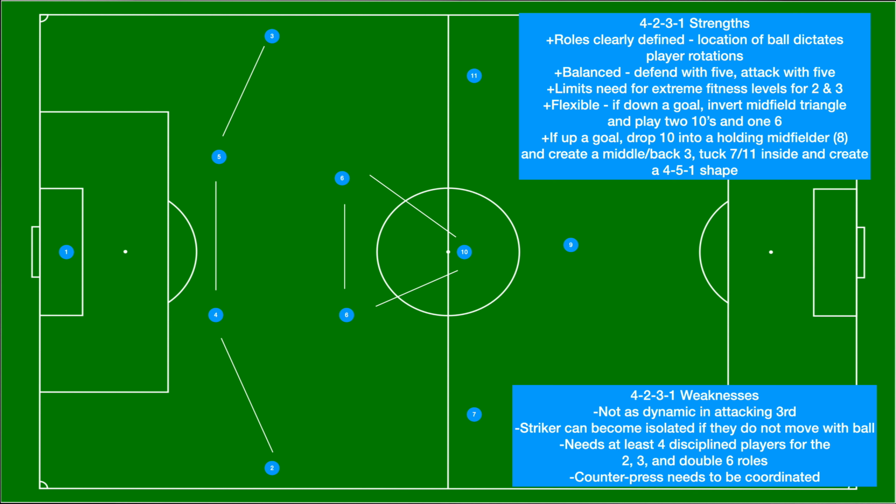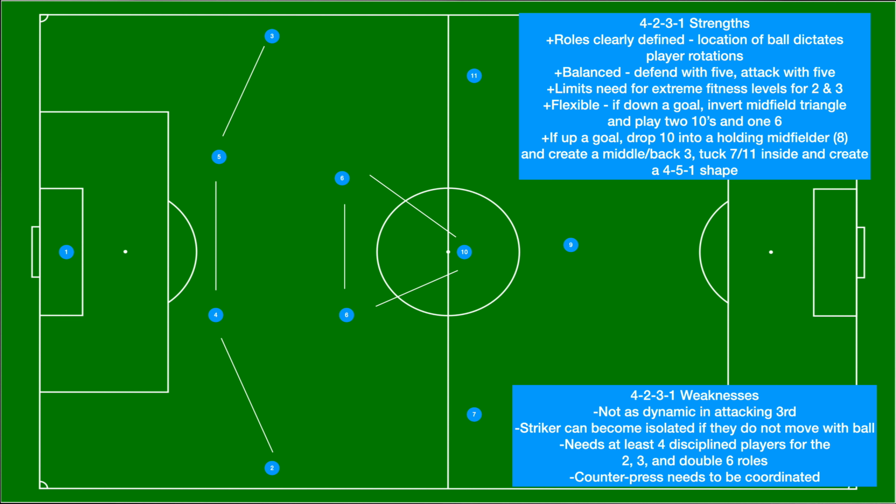In summary, the 4-2-3-1 strengths: the roles are clearly defined. The location of the ball dictates the player rotations. It's a balanced formation. When not stretched, you tend to defend with 5 and attack with 5. It also limits the need for extreme fitness levels for your outside fullbacks, your 2 and your 3, unlike a traditional 4-3-3, where those players are required to sprint up and down the full length of the pitch.